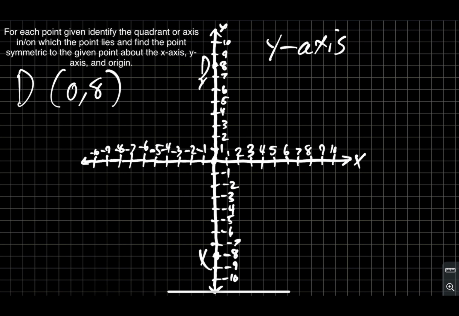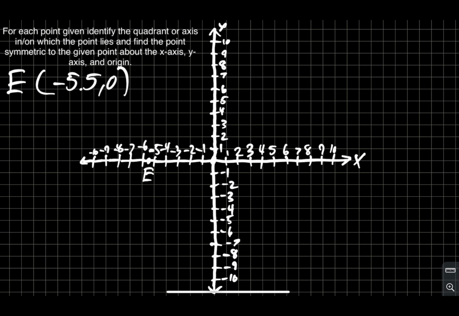Now, if we're trying to find a point symmetric to D about the origin, we're going to call this point O. We need to change both signs. So when we do that, remember 0, we can't change the sign of that, so that remains the same. And then positive 8 turns into negative 8. So if you notice, point O is going to be exactly the same as point X. So that's your answer.